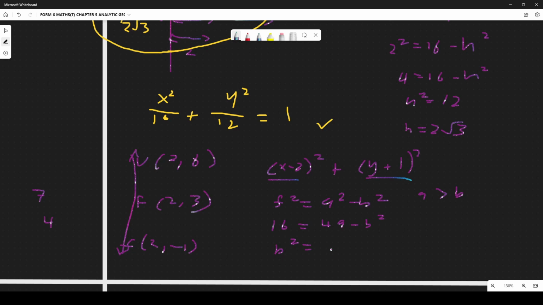Can someone type this on their calculator? 49 minus 16. I think you get 33. So b equals the square root of 33. Can someone also type that in their calculator? Yeah, I'll type it myself. Okay, so I think you just leave it as square root 33. Okay, just leave it as square root 33.